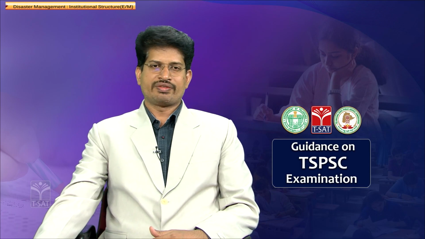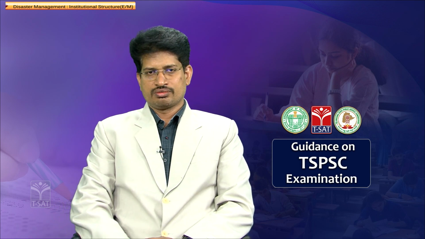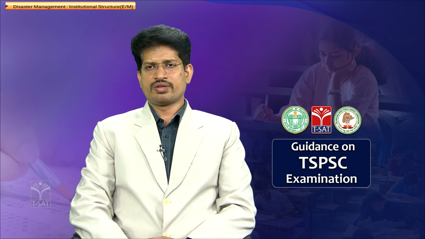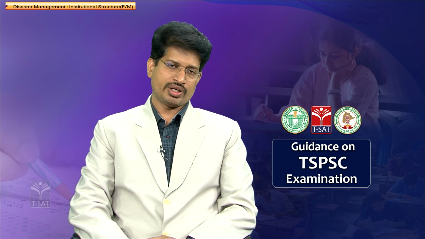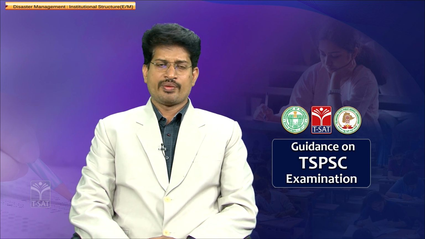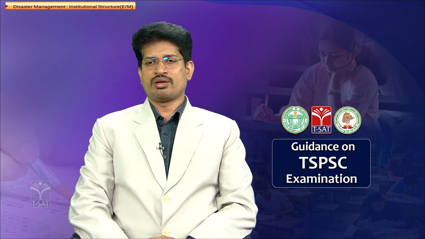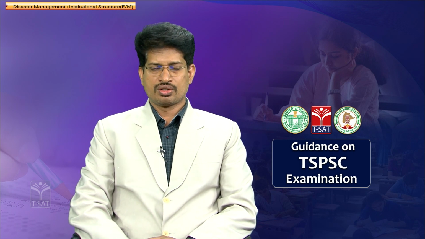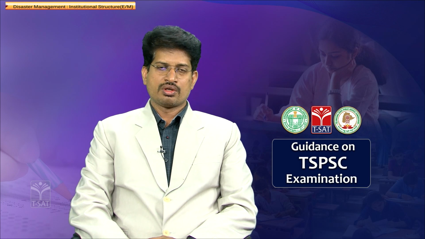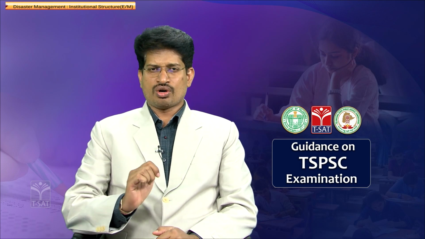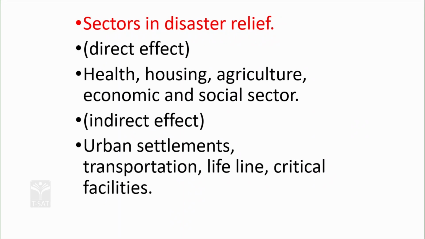So, there are different sectors in disaster management. What are these different sectors that need to be managed, and what are the different sectors impacted because of the disaster? These sectors are divided into direct and indirect sectors, because when a direct sector is impacted, the effect on you will be more and you will be directly impacted. Whereas the indirect effect is not so direct, and the impact to an extent will be a little bit less when compared to direct.